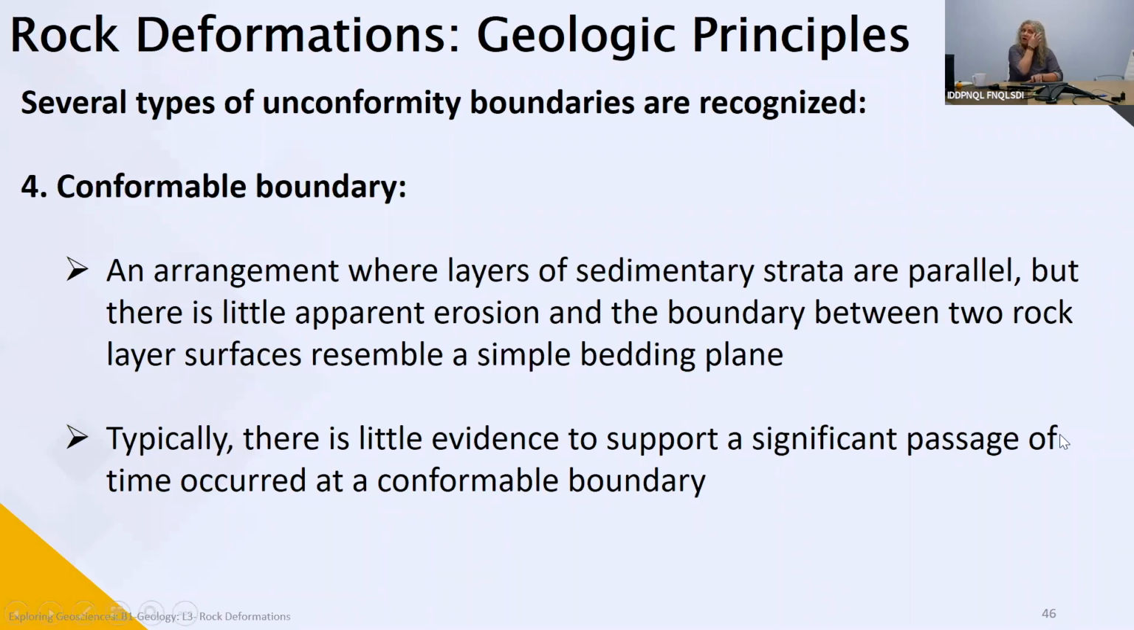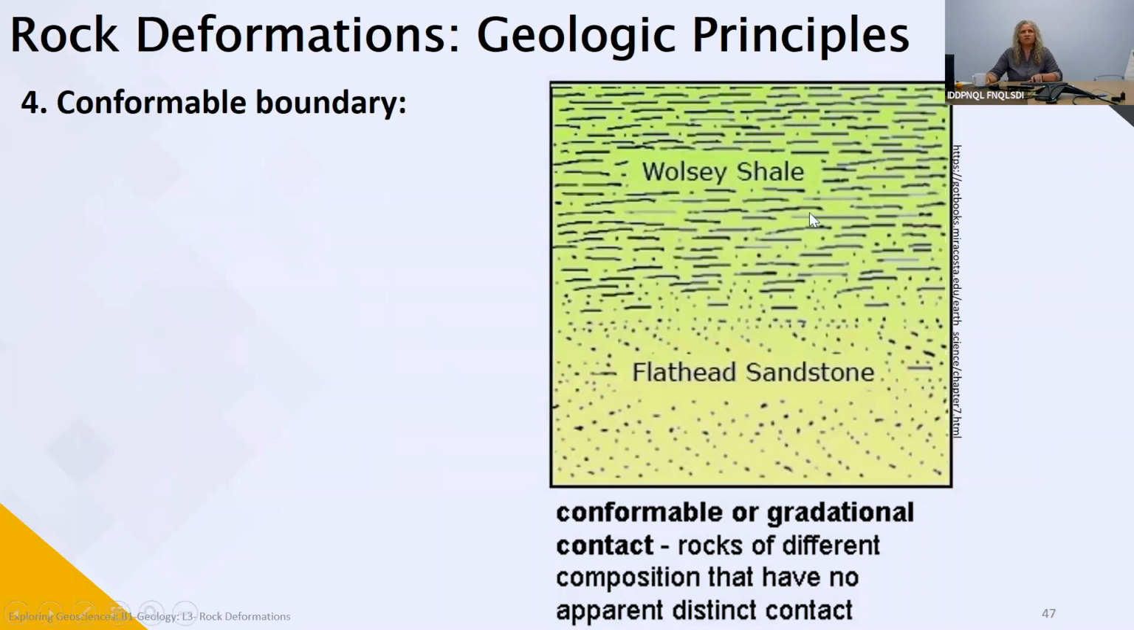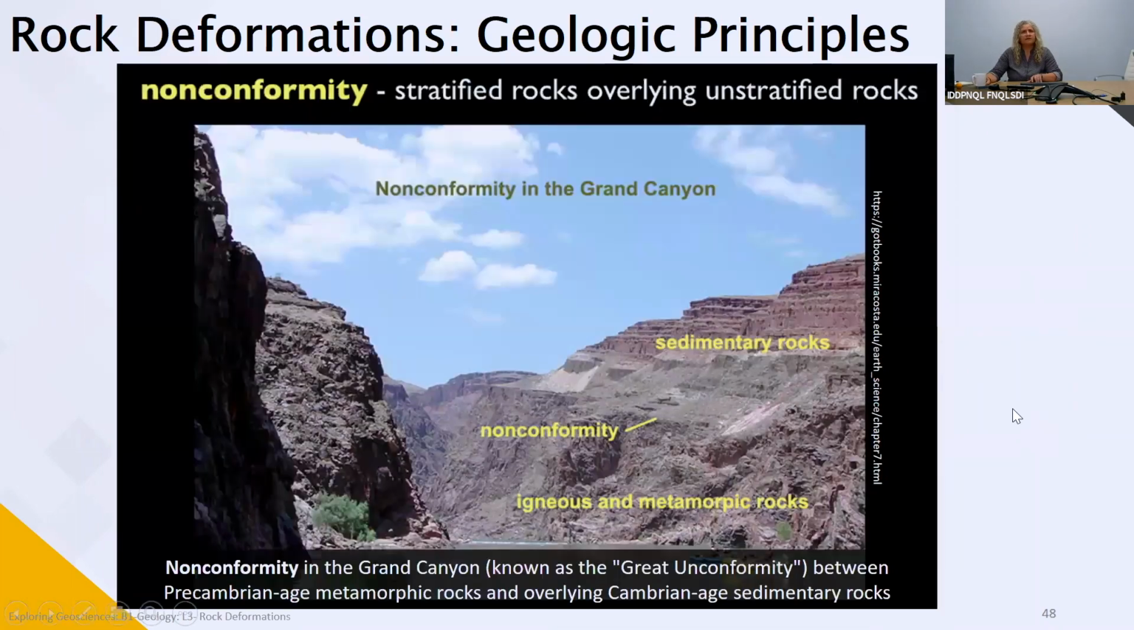The final one is called a conformable boundary, which is an arrangement where layers of sedimentary strata are parallel, but there is little apparent erosion in the boundary between the two rocks, and they resemble a simple bedding plane. So there is little evidence to support a significant passage of time. A conformable boundary is a gradational contact, and that again can be seen wherever we are able to date both units.